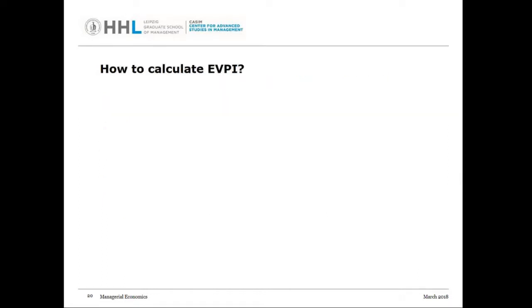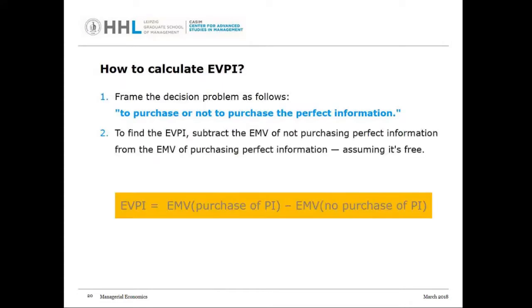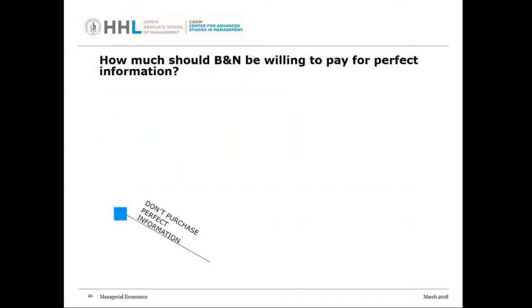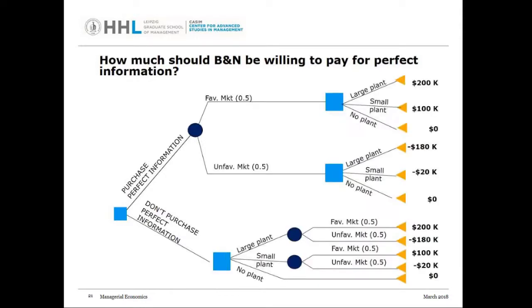Let's look at the case of Barnes & Noble, and I will explain how to calculate it on the next slide. We reformulate the decision-making problem and ask how much Barnes & Noble should pay, or whether they should buy the information or not. If they don't purchase the information, we have one alternative. Purchasing the information is another one. If they don't purchase the information, nothing changed, so we have exactly the same decision tree as we had before.